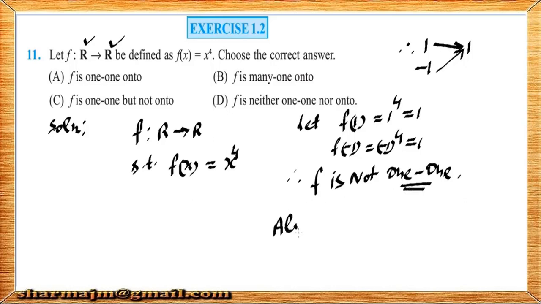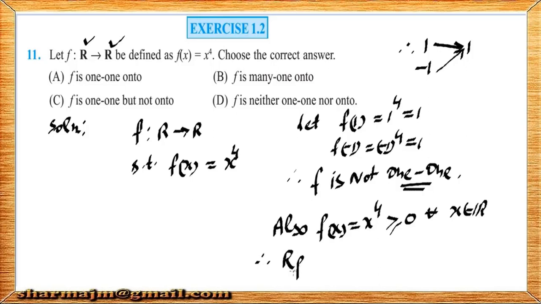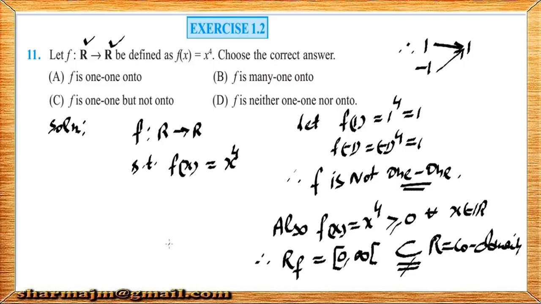Also f of x is equal to x raised to power 4 is non-negative for all real values of x. Therefore the range of this function will be 0 to infinity. And it is a proper subset of R, that is the codomain. Therefore f is not onto.